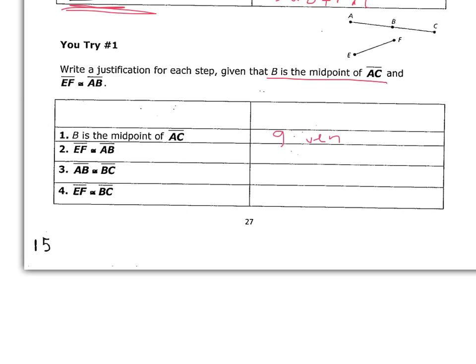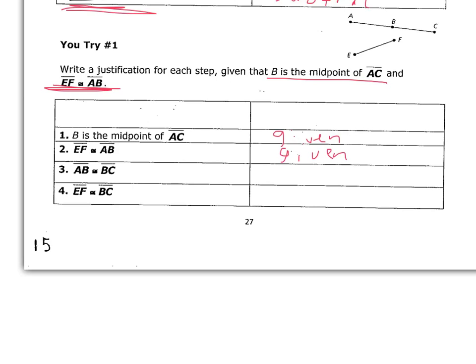Okay, so we know that is a given because it is the midpoint of AC up in your given information. Now it says that segment EF is congruent to AB. Well, we already saw that up here as well. So far they've only given you information that was up top in your given information, so of course step 2 is also going to be given.